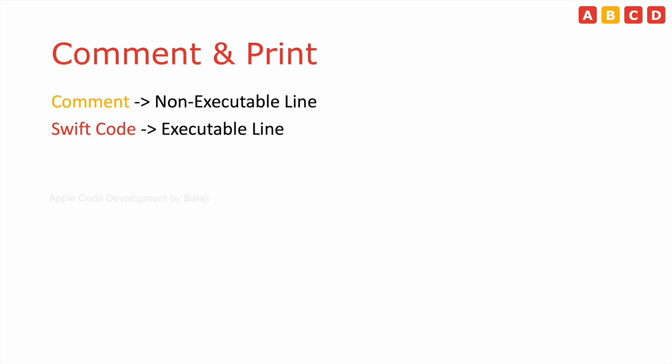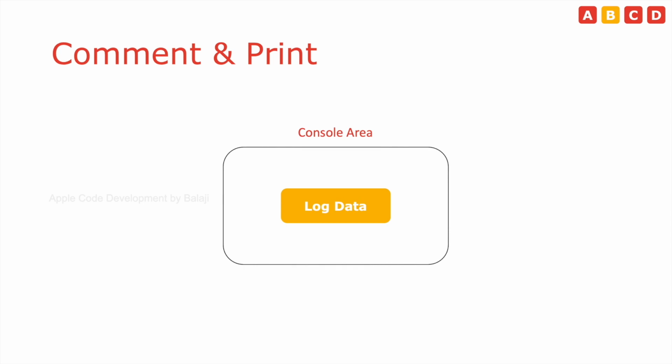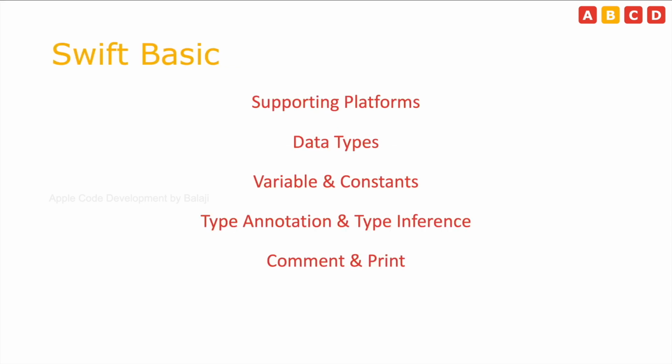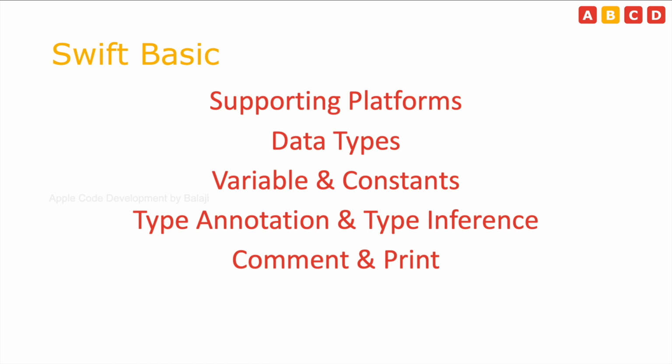The last topic is comment and print. The comment is nothing but a non-executable code which can be a single line or multi-line for the developer understanding purpose. The print is used while developing. We can log data in the console for developer logging purpose. We will see all these topics in a very detailed manner, so don't skip the video until then. Okay, let's start.